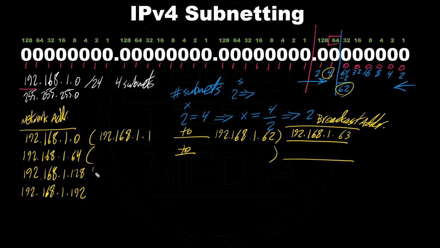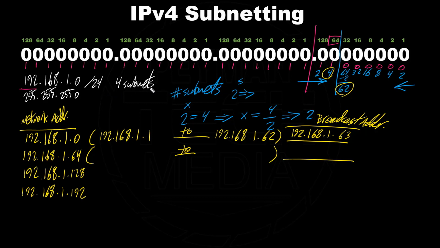And here in between, these are all the available IP addresses that we can use and assign to the computers, interfaces, basically to the network devices. So to quickly recap, what was the question? They gave us the network address, default subnet mask, and they said we need 4 subnets.